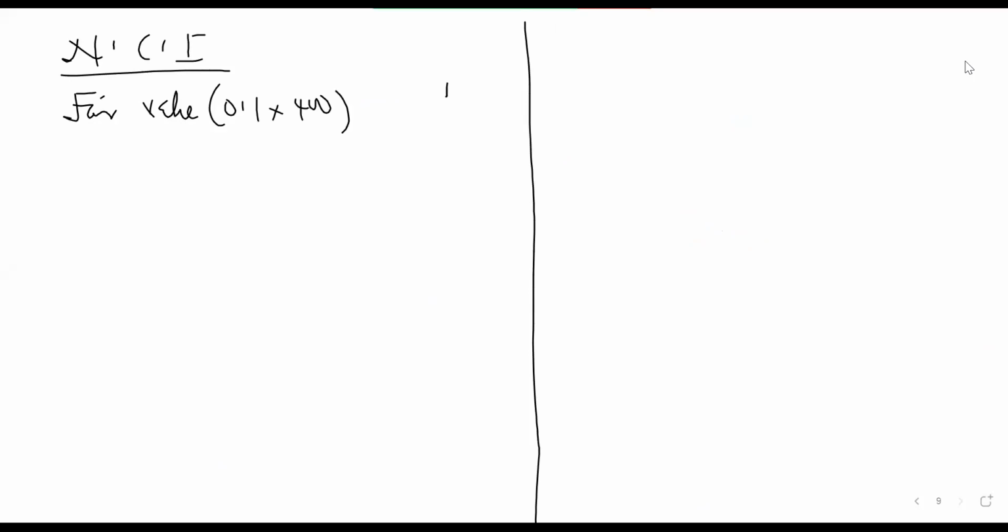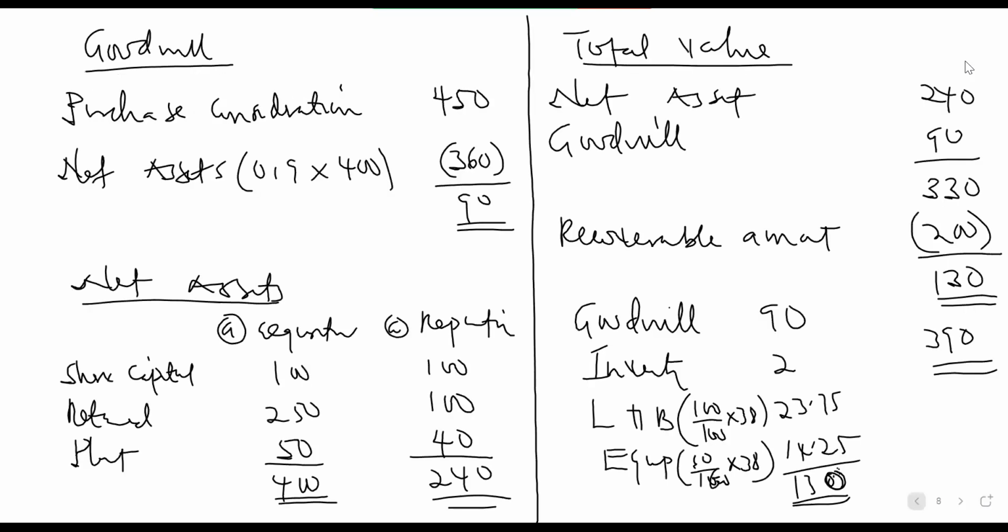So the non-controlling interest, which is the NCI, the fair value at acquisition will be 0.1 times 400. That will give us 40. Okay. That will be 40. So what is going to happen here? What is going to increase the NCI and what is going to reduce it?